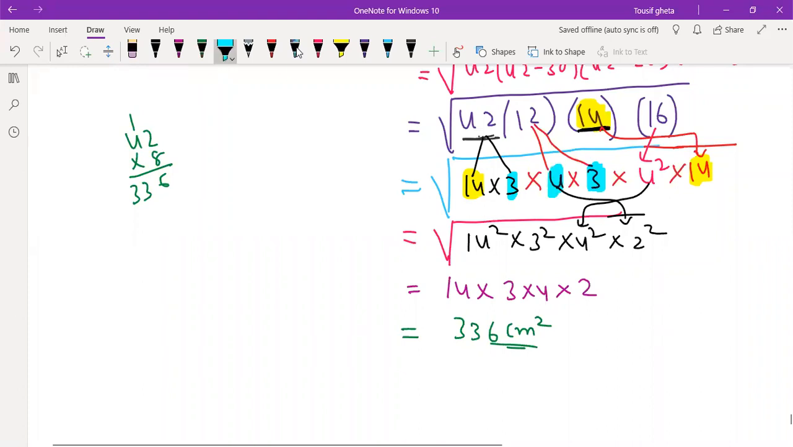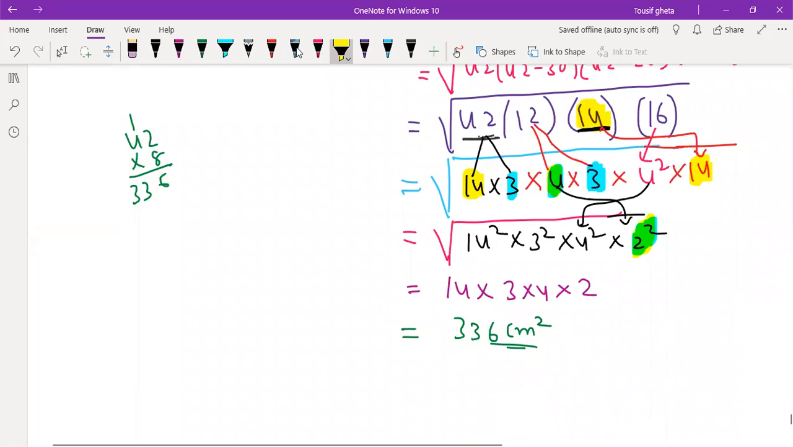This is 14, 14, 14 square, 3, 3, 3 square, and this is 4. 4 can be written as 2 square. Correct? Bhargav understood? Anybody else? Okay, Bhumika. Anybody else doubt? This is the answer. 14 square will give 14, 3 will give 3, and 2, and multiplying we get 336.